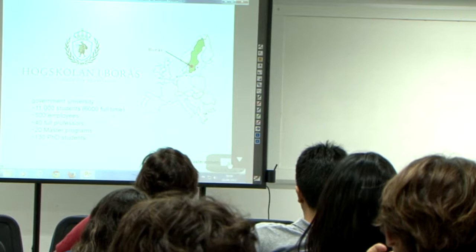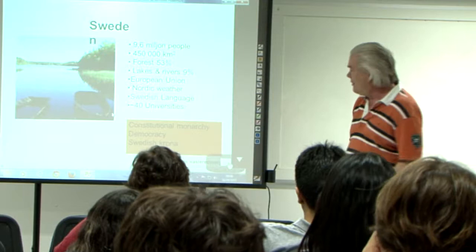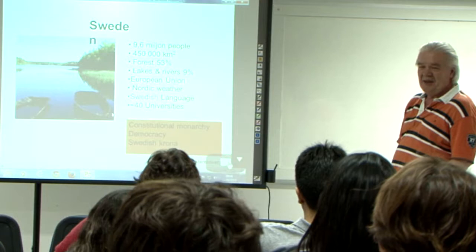Sweden, 9.6 million people. How many do we have in Rio Grande do Norte? 5, 6? Oh, I think 3. 3? It's like Norway in population, a little bit. So the Nordic countries are very small in population, but we have a big area.